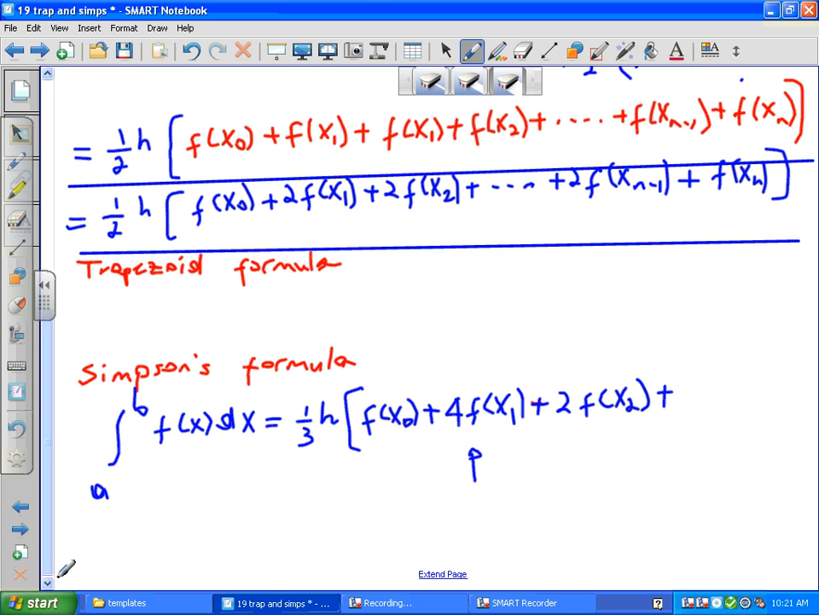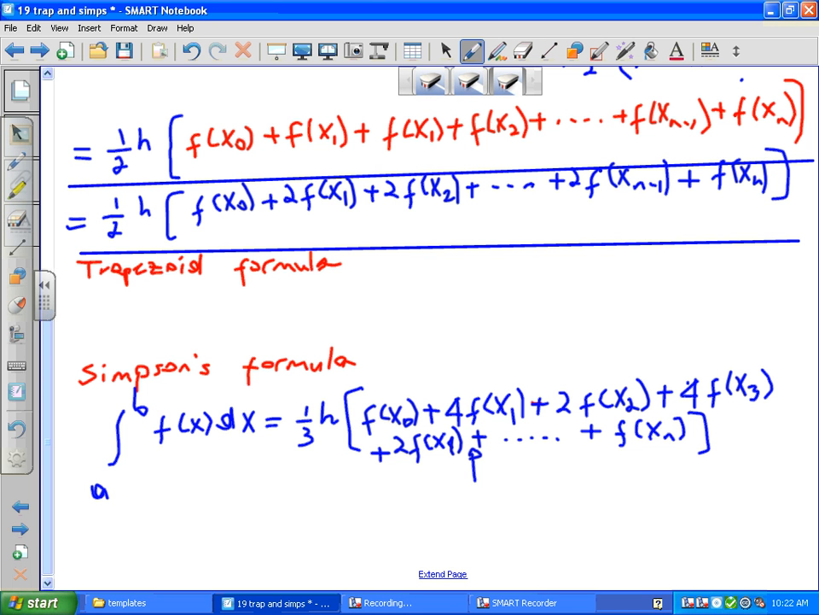And then the middle one is not shared, and from the formula that was a 4 coefficient, 4 times f of x sub 3. And then the next one is going to be shared, so it's going to be 2 times f of x sub 4. Basically, the pattern turns out to be, and the last one is not shared at all, so it's going to be f of x sub n.